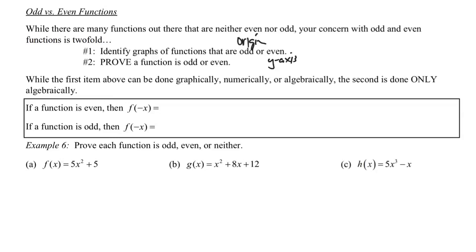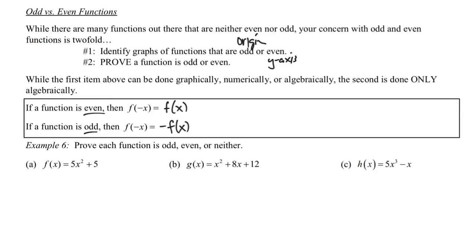Now, the second thing we want to be able to do is prove that a function is odd or even, and that has to be done algebraically. You cannot do it using a graph or a table. Just as a reminder, if a function is even, that means we've got y-axis symmetry, which means that f of negative x is equal to f of positive x. And if a function is odd, that means we've got origin symmetry, which means that f of negative x is equal to the opposite of f of x.